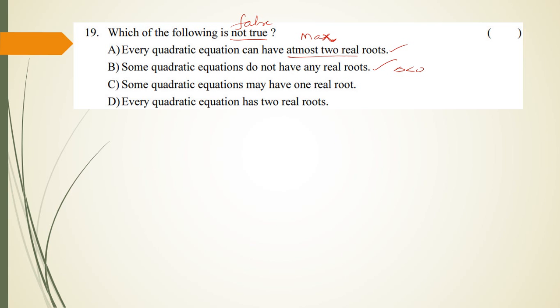right? So some quadratic equations may have one real root, so this case is possible when delta is equal to 0. Next, every quadratic equation has 2 real roots, so this is false. So clearly option D is my wrong one, because every quadratic equation has 2 real roots is wrong, because it may have non-real roots sometimes. So option D is my wrong one.